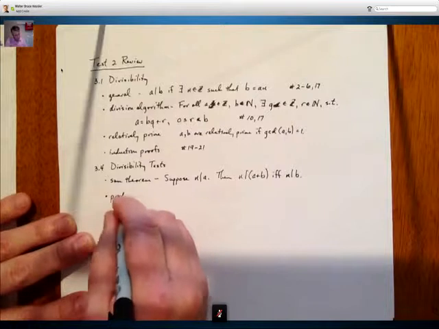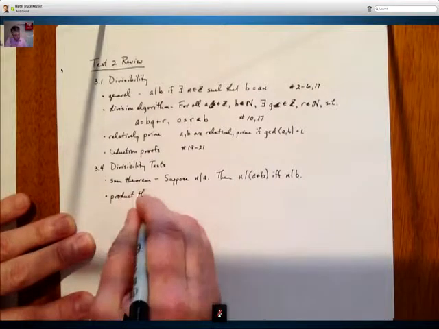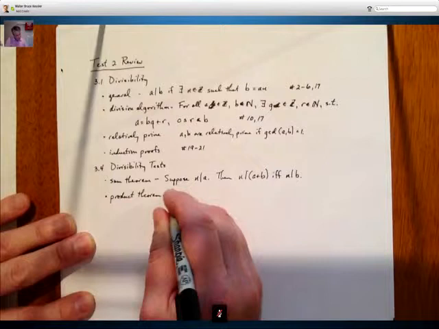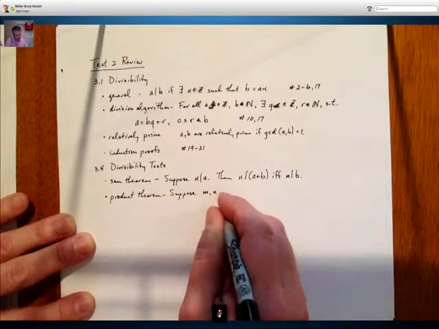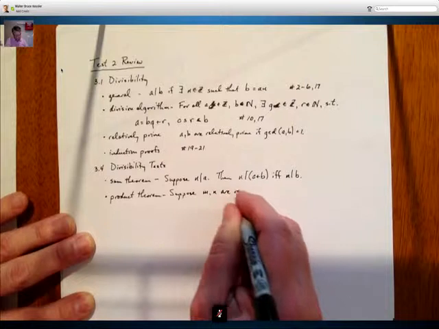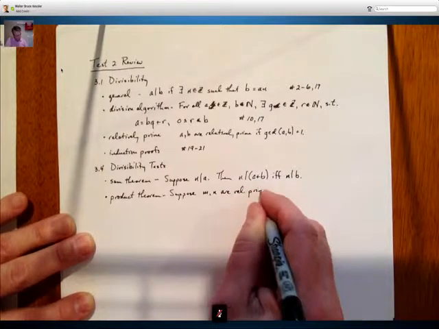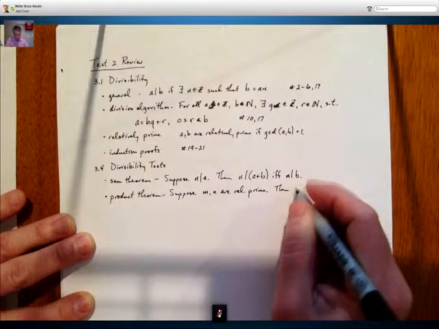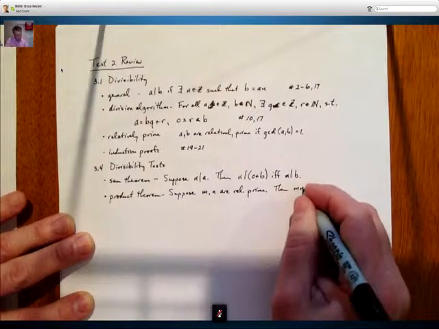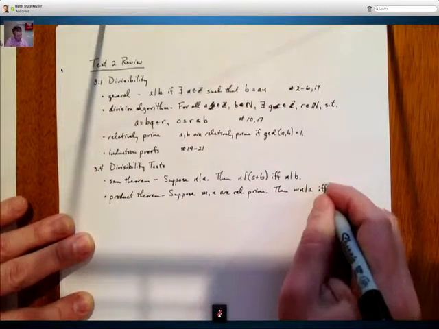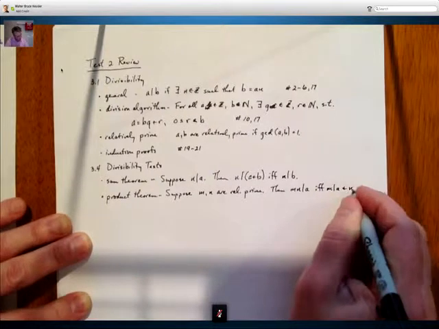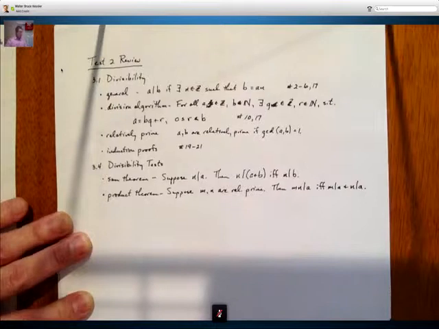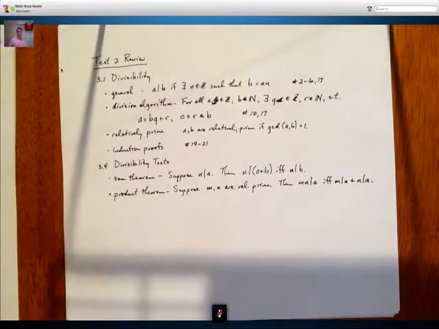And then also the product theorem that we had, saying suppose m and n are relatively prime, then m times n divides a if and only if m divides a and n divides a. And that's how we got additional tests for things like 6.